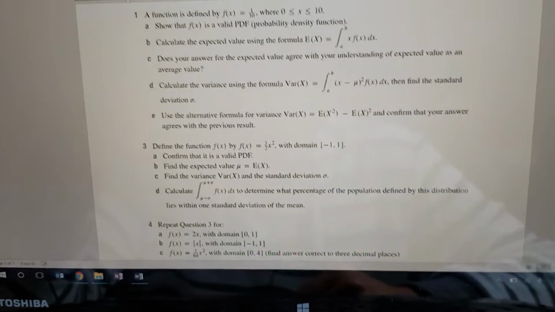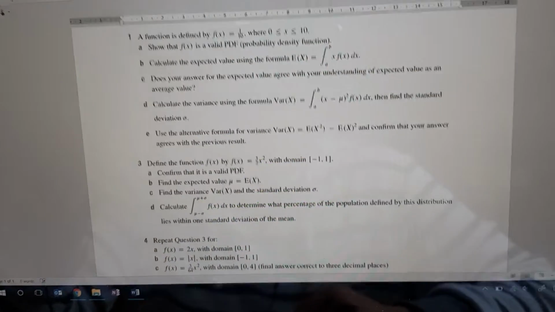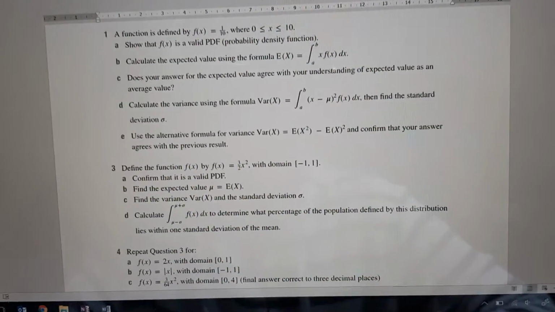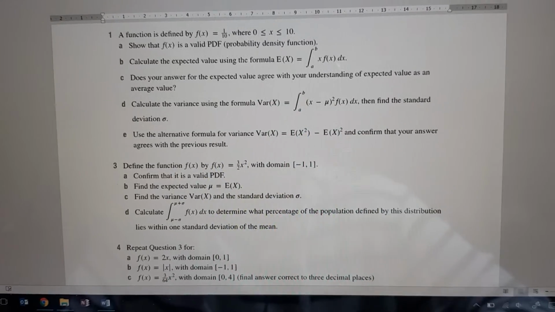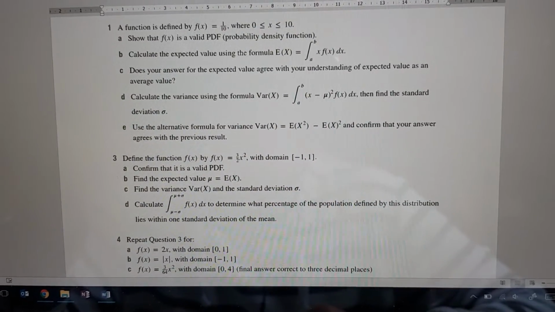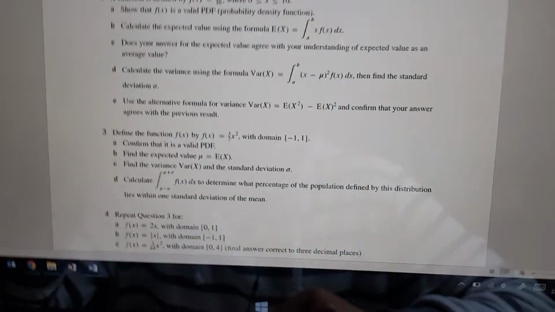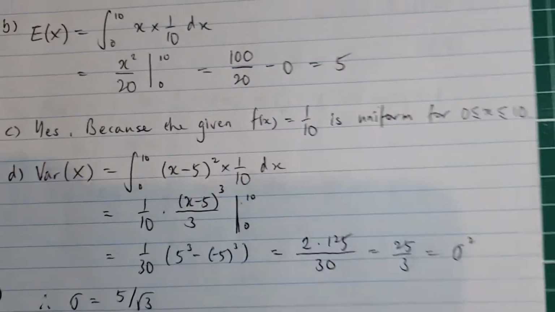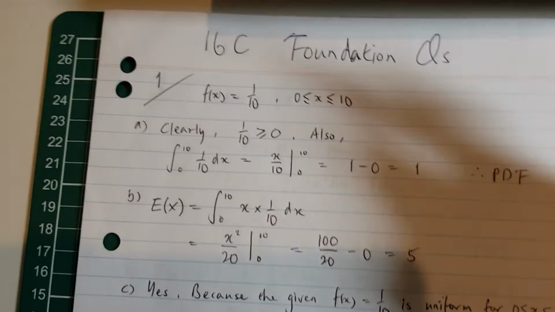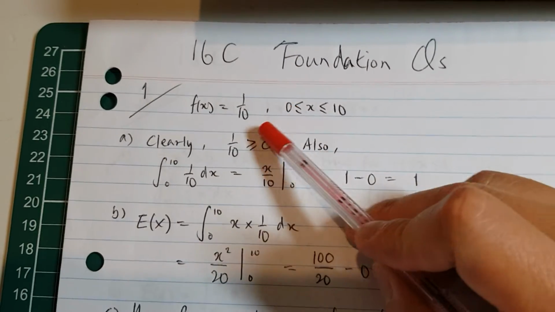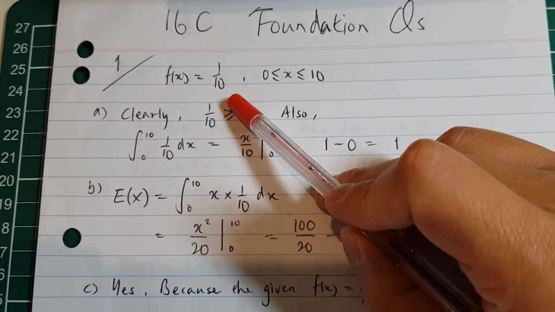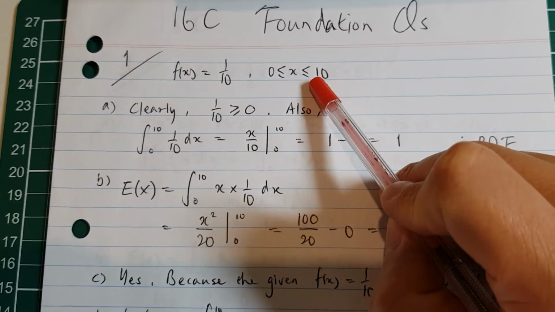All right, so the first three questions that I want to deal with today are these foundation questions. Now let's have a look at the actual working out for this. Question one, this is the frequency function given. It's uniformly distributed, of course, because it's a constant on that domain.